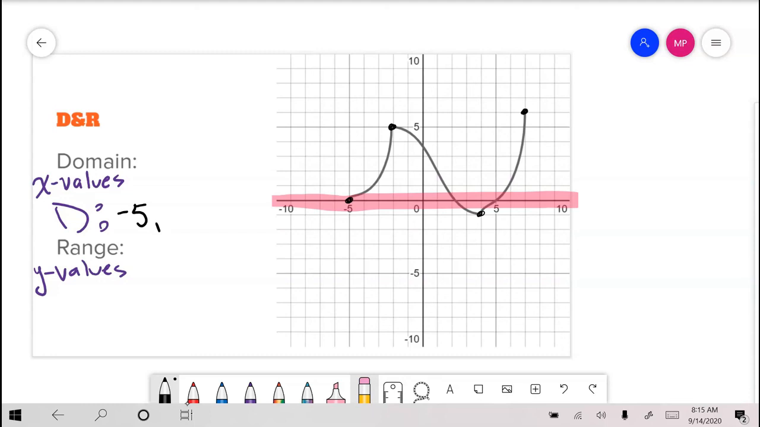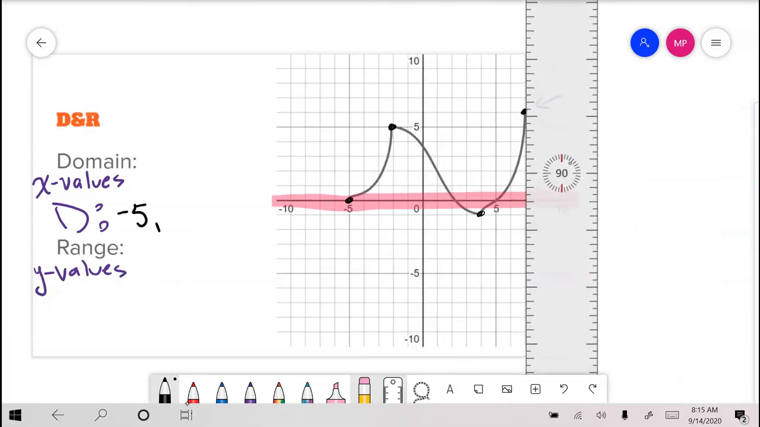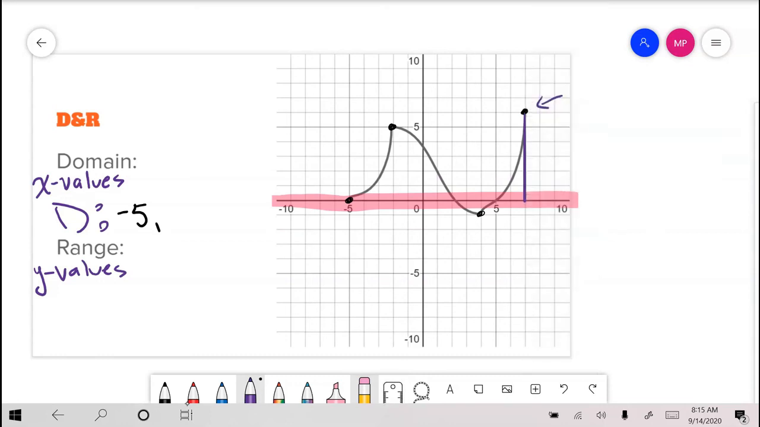Now we're going to follow along the graph to the right to see which part gets the most right. It looks like this point right here is probably the furthest right, or the biggest x value. It's not touching the x-axis, so we're going to have to draw a line to the x-axis to see what x value this is. If we count along, we see 5 and it goes by 1, so 6, 7. So our highest x value is going to be 7.